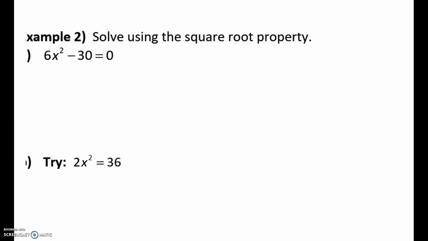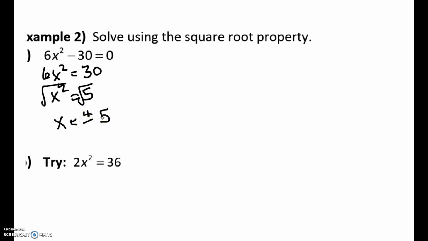Here I have 6x squared minus 30 equals 0. I'm going to start off by isolating the x squared. So I get 6x squared equals 30, or x squared equals 5. I take the square root of both sides, so I get that x is equal to plus or minus the square root of 5, and that's my answer. That is a plus and minus, I promise guys. I don't know why my pen flicks up like that. Plus or minus root 5. I want you guys now to try part B.